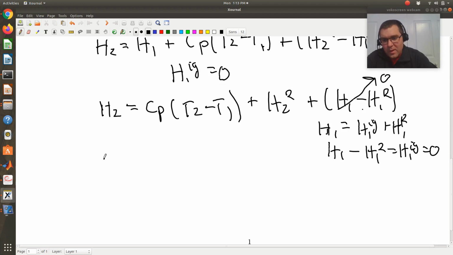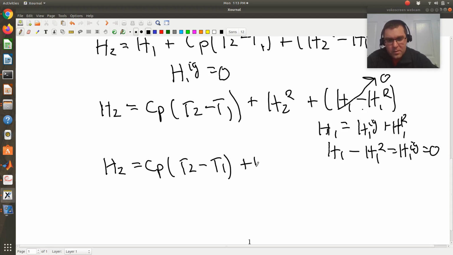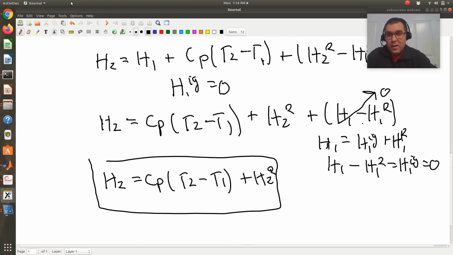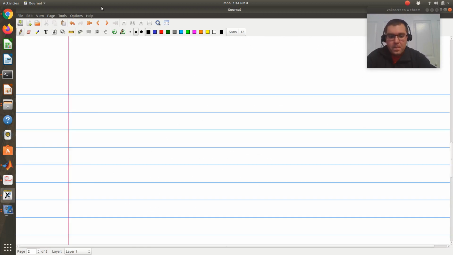So what we're left with in general for this problem is H2 is equal to Cp times T2 minus T1 plus H2R, where state 2 corresponds to my state of interest. Alright, so now let's apply this.